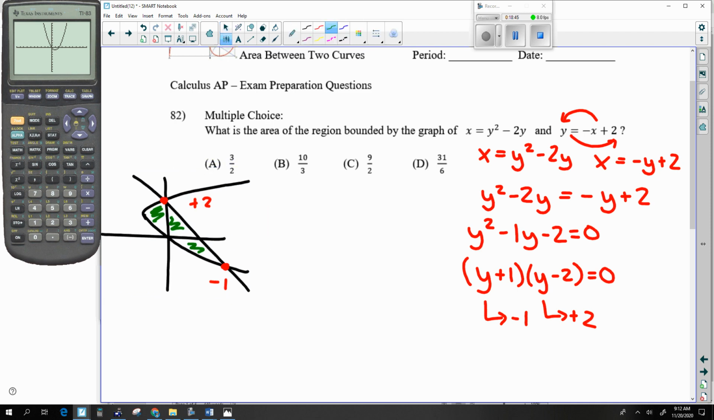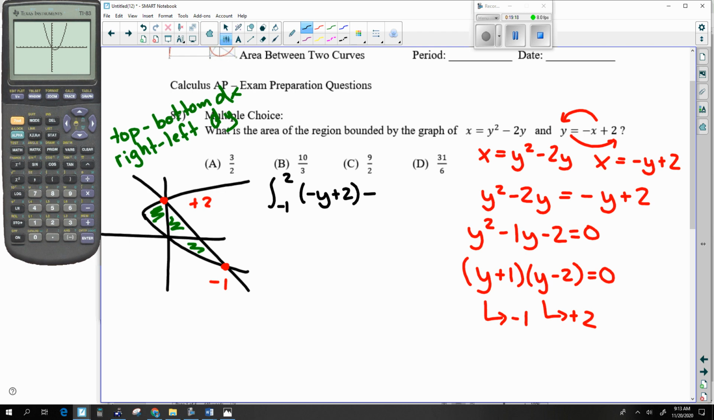Okay, so here we go. We integrate from negative 1 to 2, and the right minus the left. So it's the top minus the bottom when it's dx, it's right minus the left when it's dy. So here the right is the line, and the line is going to be negative y plus 2 minus the left, which is the parabola, which is y squared minus 2y.